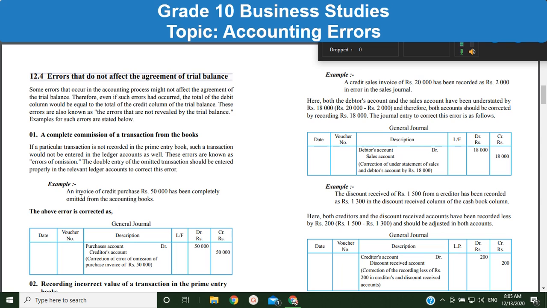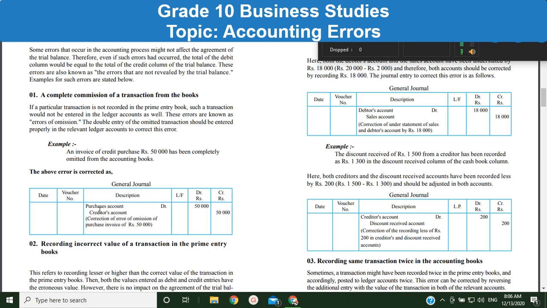Okay, the example is from your book. An invoice of credit purchase of 50,000 has been completely omitted, meaning missed 100%. Maybe he missed the invoice, or maybe he didn't get the voucher, something like that, right? Those cases are normally possible when the business is going on, right?